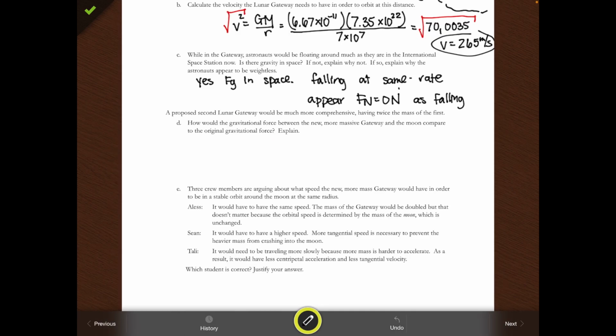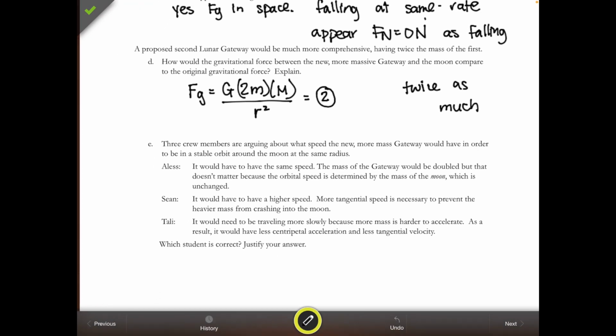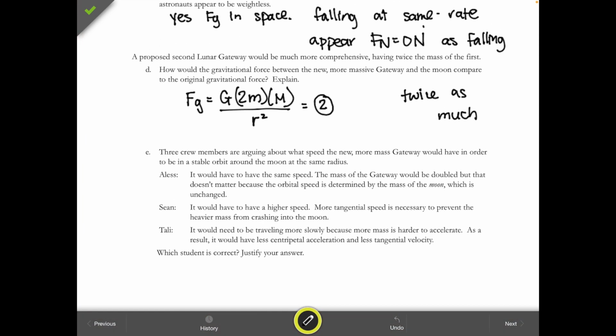D is a proportions problem. It's saying that I'm having a new lunar gateway, and it's going to have twice as much mass as it did before. The mass of the moon stays the same, and it's in the same place, so how would the gravitational force change? This is a direct relationship. Doubling the mass would double the force, so I would have twice as much. So now I'm taking this heavier, more massive lunar gateway, and now the crew members are asking about the speed.